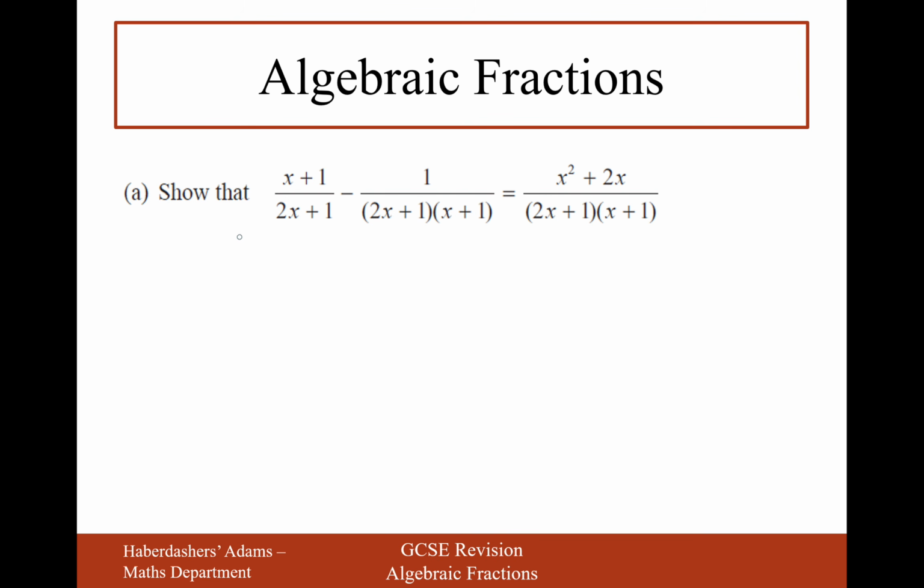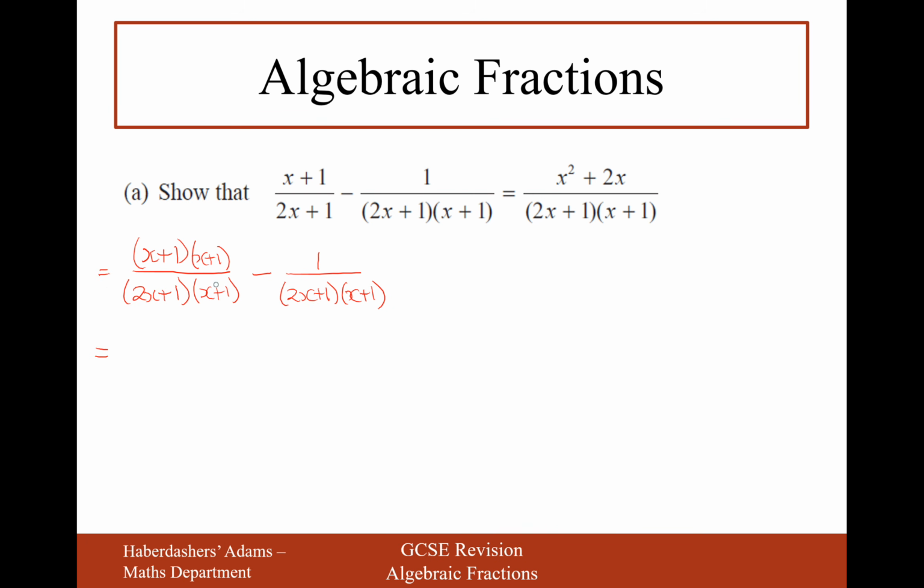So we'll do the left-hand side. So we're trying to show that the left-hand side will equal the right-hand side. So on the left-hand side, we have x plus 1 over 2x plus 1. We need a common denominator between our two fractions here. So we also need an extra x plus 1 on this denominator. So we'll need to multiply the top by x plus 1 as well. And then it's going to be minus 1 over (2x plus 1)(x plus 1).